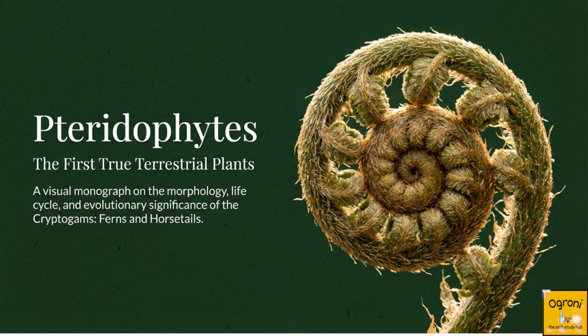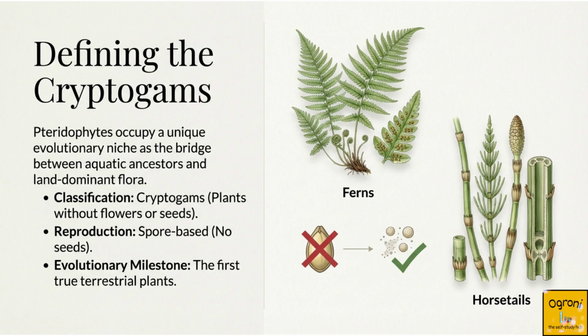In this video, you are going to learn about the division Pteridophyte. Pteridophytes include ferns and horsetail. They do not produce seeds. They reproduce through spores. Since they do not bear any distinct visible reproductive structure, they are called cryptogams, where crypto means hidden and gams means marriage in the Greek language. They are also called the first true terrestrial plants.